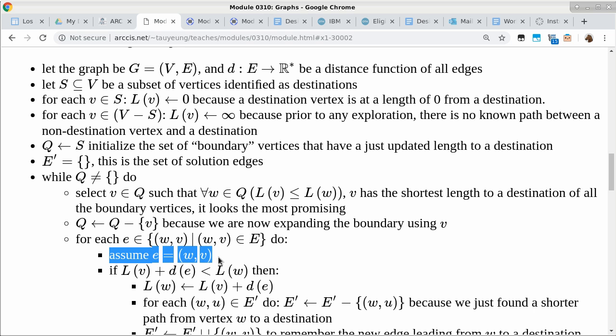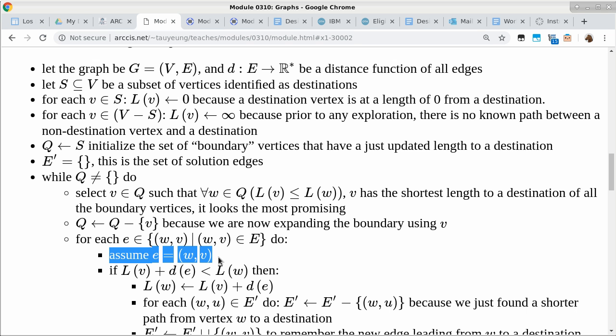Because the for each is only binding E to a particular edge, if I need to name the vertex that is going to vertex V, this will give it a name. It is vertex W. Is that okay? So we are now inside the for each loop. We're looking at a particular vertex that has an edge going to vertex V. Is that okay?